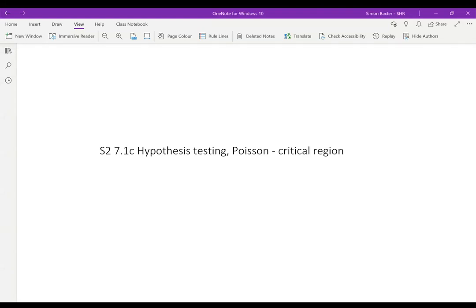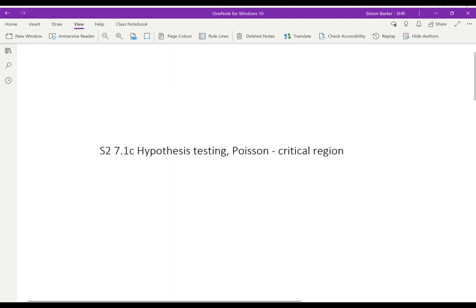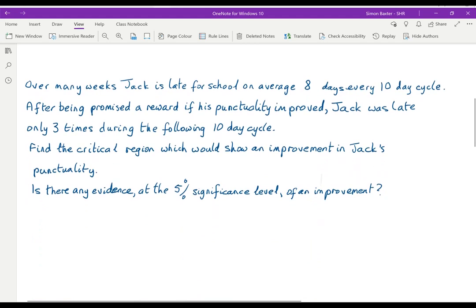I'm now going to look at two more examples of hypothesis testing, this time using the Poisson distribution. Let's start with this one.